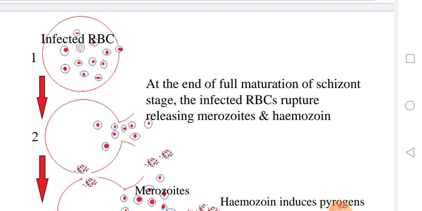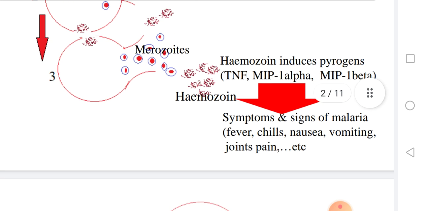At the end of full maturation of senescent stage, the infected red blood cells rupture, releasing merozoites and hemozoin. Hemozoin induces pyrogens, which are fever-inducing substances. These are tumor necrosis factor, macrophage inflammatory protein 1 alpha, and macrophage inflammatory protein 1 beta. They induce symptoms and signs of malaria, like fever, chills, nausea, vomiting, joint pain, and so on.